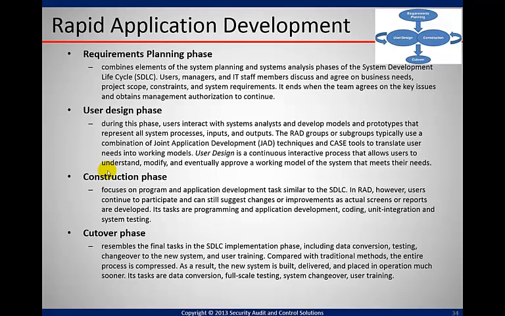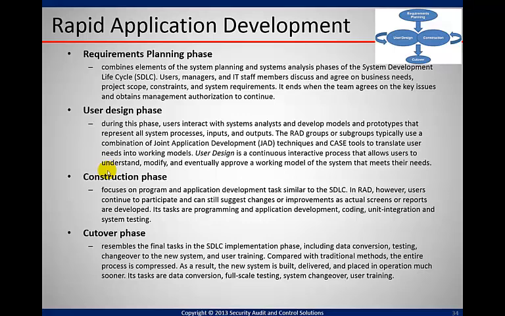Now, rapid application development also has 4 phases. It's got the requirements planning phase, a user design phase, a construction phase, and a cut-over phase. Now, to go through a little bit of the theory, the requirements planning phase consists of the following. It will combine the elements of the system planning and systems analysis phases of the system development lifecycle. The users, managers, and IT staff members discuss and agree on business needs, project scope, constraints, and system requirements. It ends when the team agrees on the key issues and obtains management authorization to continue.